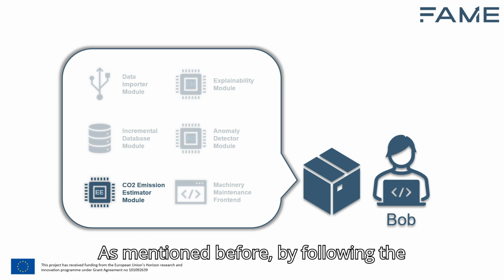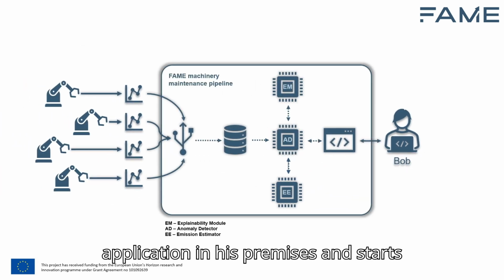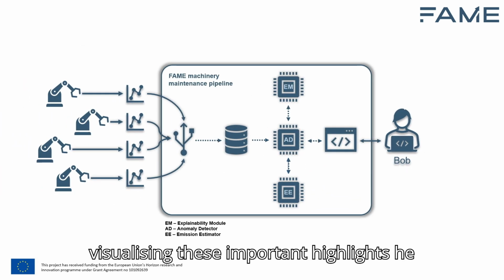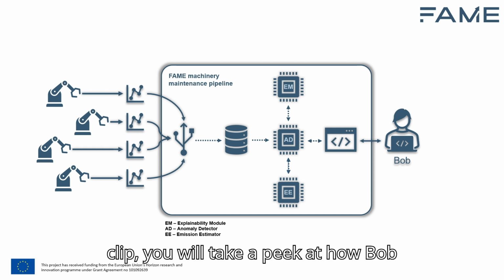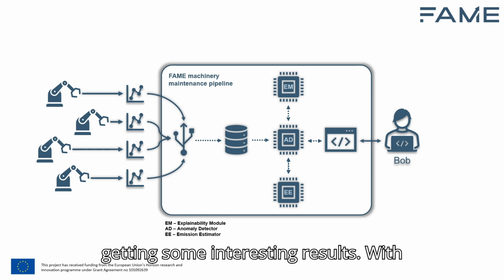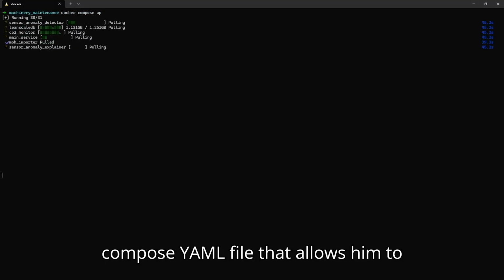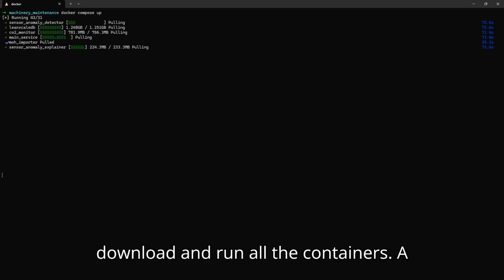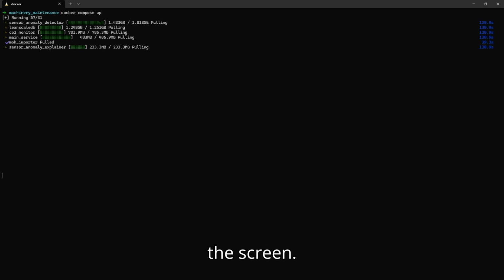As mentioned before, by following the instructions, Bob deploys this application in his premises, and starts visualizing these important highlights he was hoping for. In the following clip, you will take a peek at how Bob starts playing with the application and getting some interesting results. With the asset purchase, Bob obtains a Docker Compose YAML file that allows him to download and run all the containers, a process that is being shown right now in the screen.